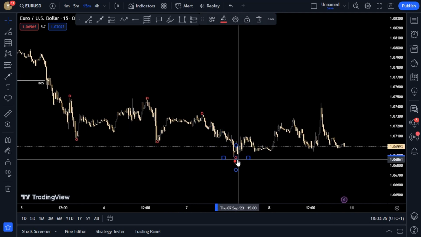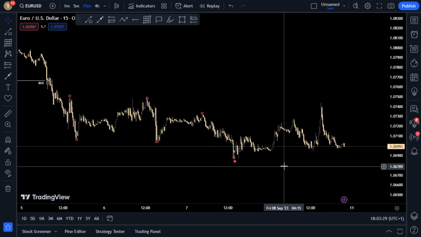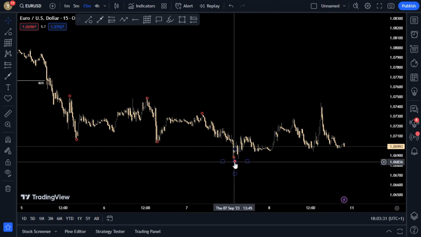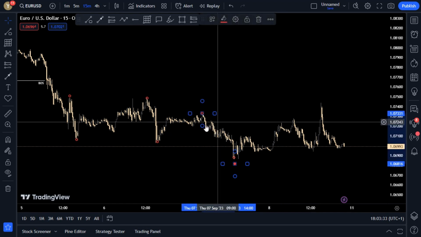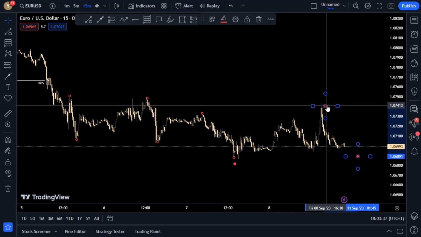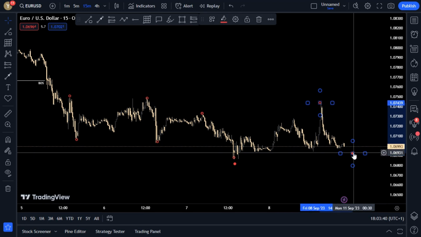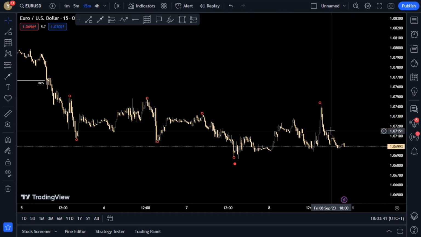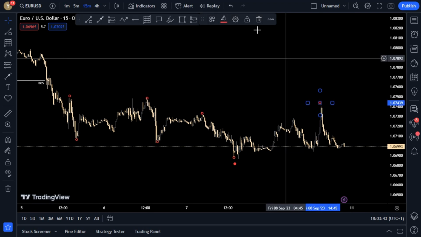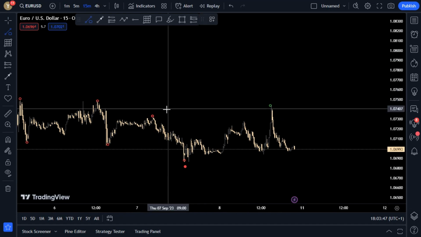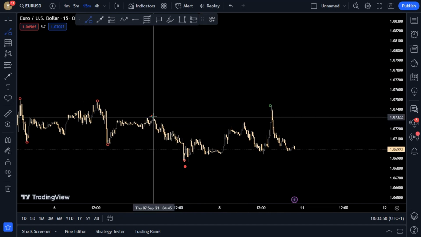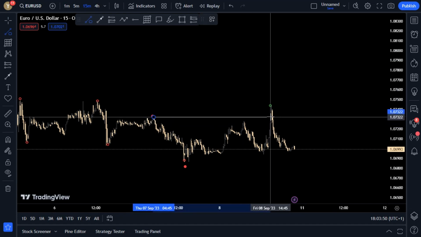Then here, this is the H4. That's for the H4. And then the break of structure finally. So I'm going to delete this and make this green for bullish. And we can all agree that this is a successful break of structure.